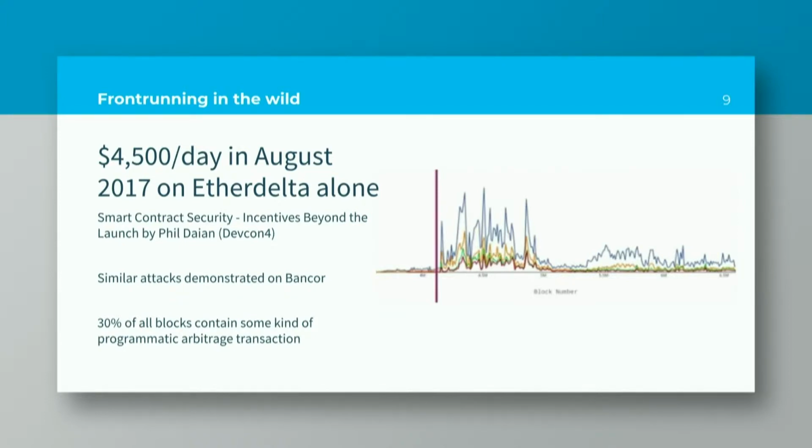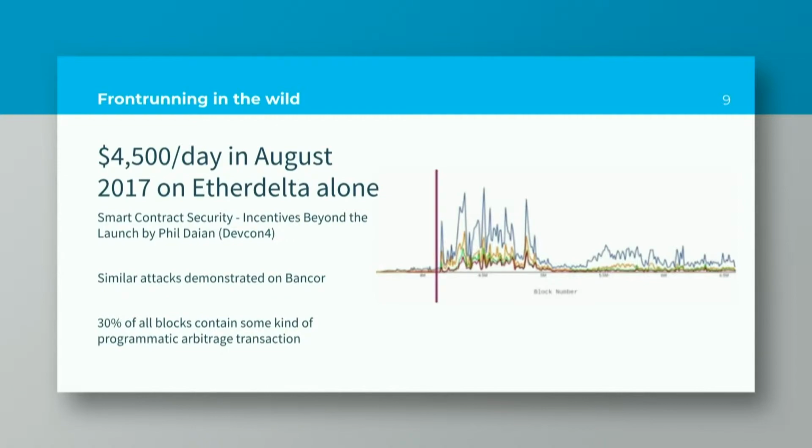This graph on the right shows when they published a study on this concept and then started tracking transactions which were front-running transactions, and they just basically exploded. Similar attacks are available on Bancor and Uniswap. They estimate that 30% of all blocks contain some kind of programmatic arbitrage transaction, which is a front-running transaction most of the time.